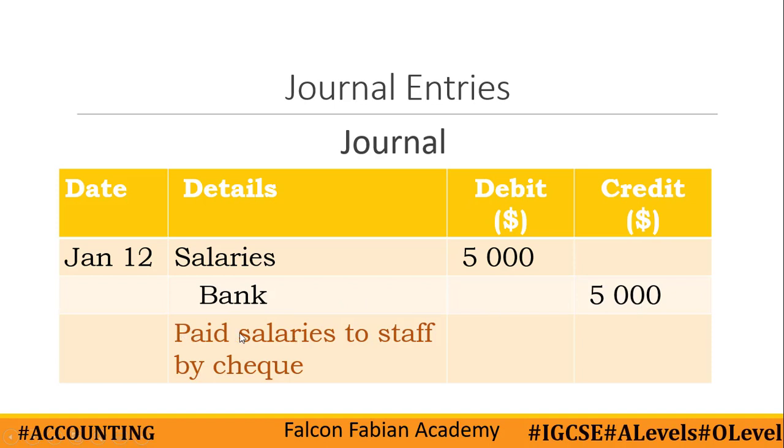And the narrative is paid salaries to staff by check. So salaries account debit, in the debit column 5,000, bank account credit, in the credit column 5,000, and the narrative is paid salaries to staff by check.